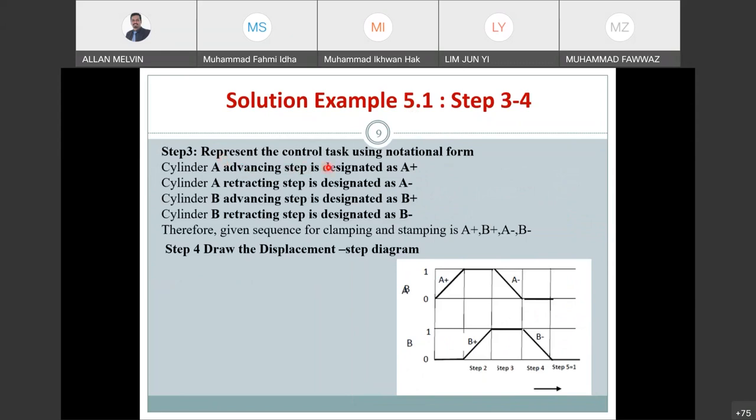Step 3, represent the control task using notational form. So, what is the notational form? Anyone? What was it, sir? So, what is notational form? Oh, as in representational control. Notational form means like you are writing down the sequence in a written form, in notes, short notes, basically. Okay, so how you can write for this part in short form? Any idea?